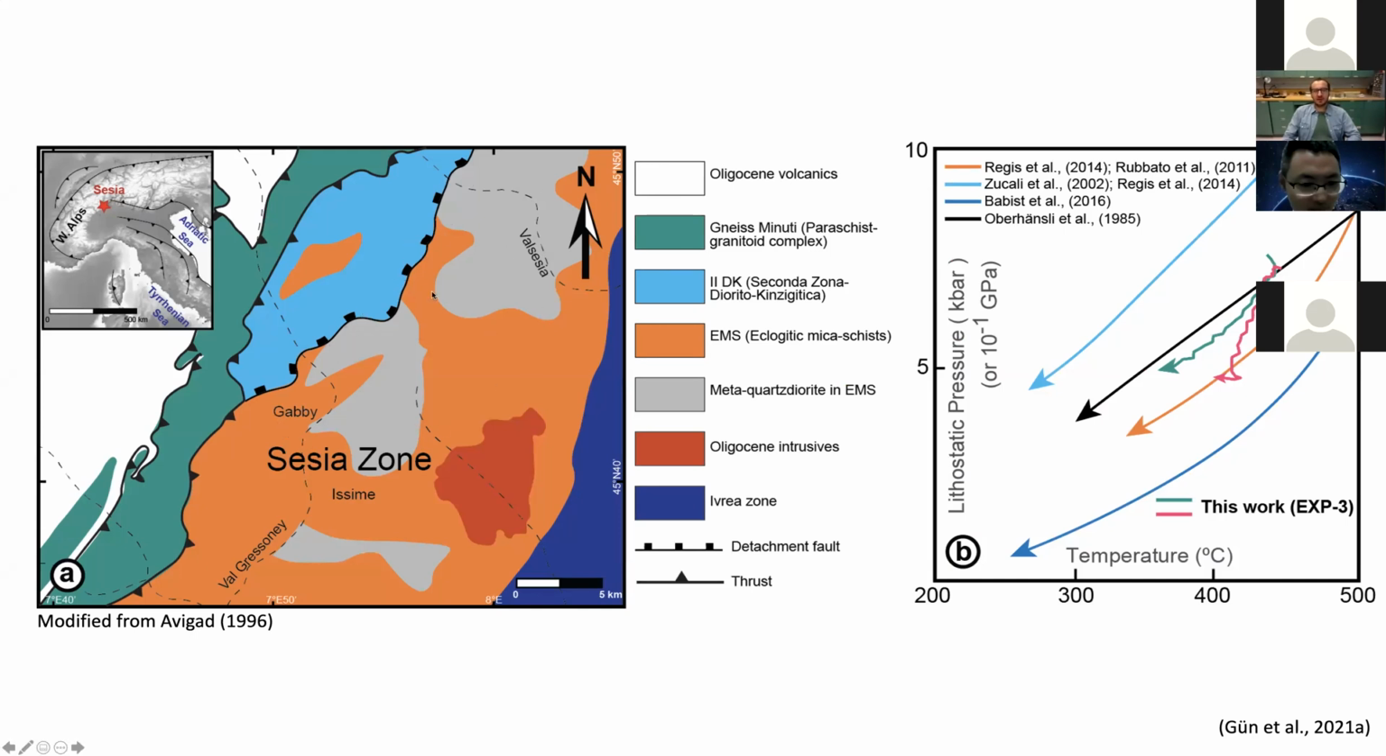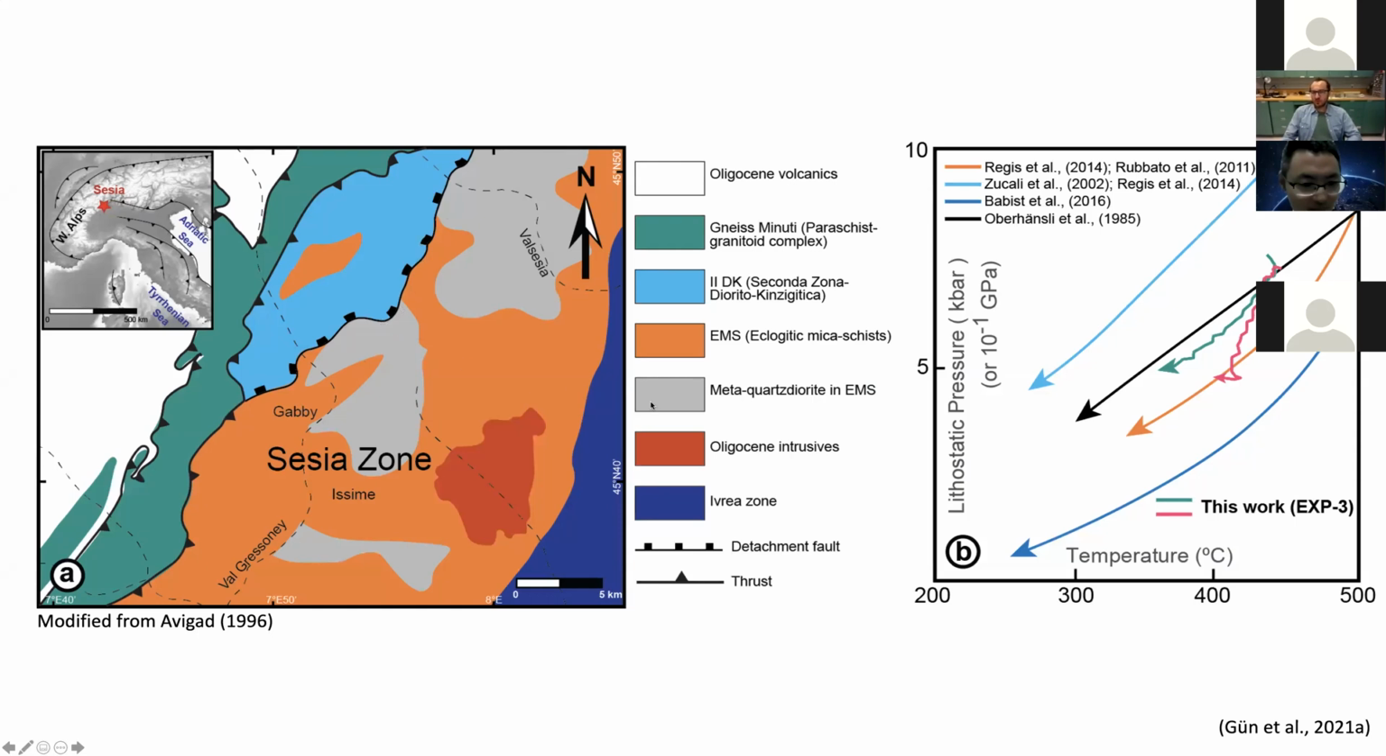And pay attention, the metamorphic grade of this orange part of the Sestia zone, eclogitic mica schist, is higher than this blue one. So it means that with the help of the detachment faults, this part of the Sestia exhumed to the surface levels. This map is from Do Avigat. He is the one who did field work and examined the rocks here using SC structures, mica schist, etc. So he's pretty confident that this worked periodic collision and is an extensional detachment fault.